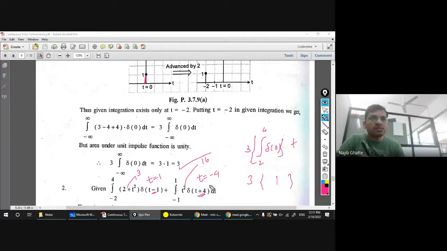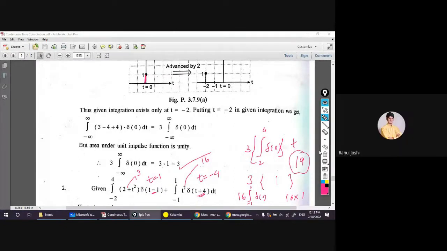What about the second case? 16 will come outside. What will remain inside, sir? Integration running from 1 to -1, of delta of 0. Why 0? Because t equal to -4, -4 is 0, delta 0. So 16 will come here, 16 multiplied by 1. 16 plus 3 is what? 19. 19 is the answer.